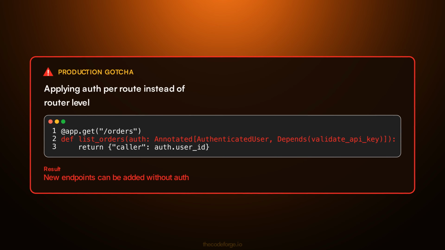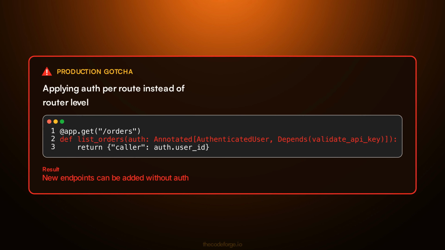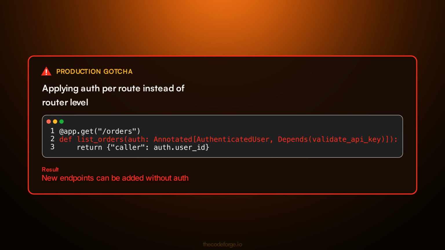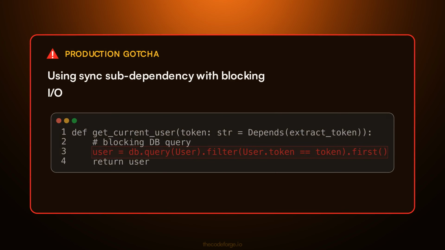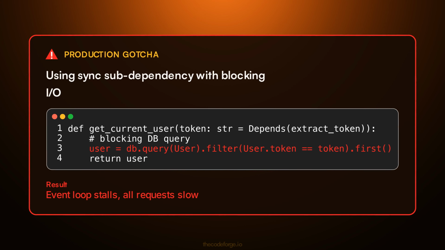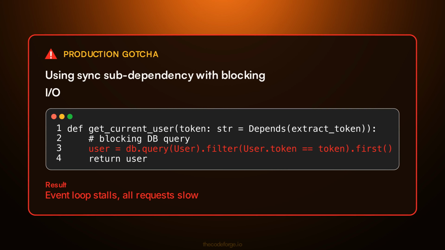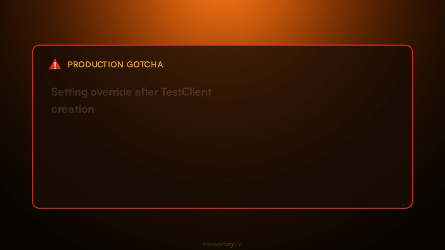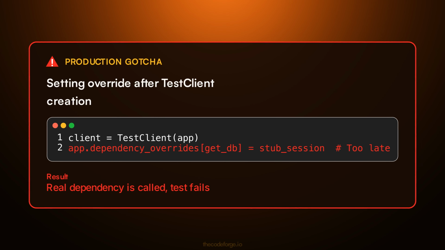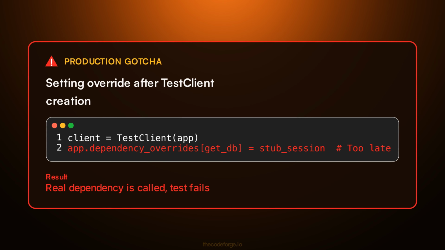When auth is applied per route, it's easy to forget the Depends on a new endpoint. That endpoint becomes publicly accessible. Router-level dependencies make this impossible. If a sub-dependency performs blocking I/O, it stalls the event loop. Use async dependencies for I/O-bound work to avoid blocking other requests. If you set the override after creating the test client, it may not take effect for the first request. Always set overrides before instantiation.